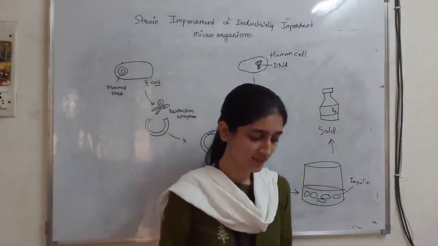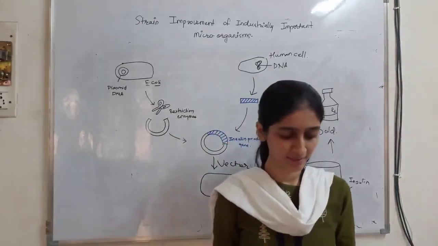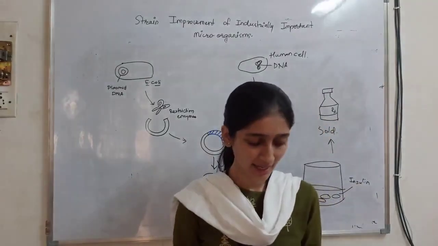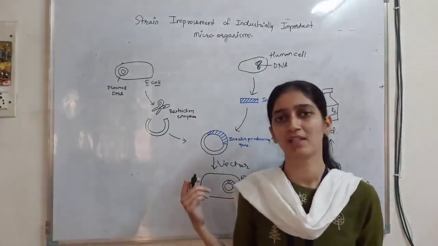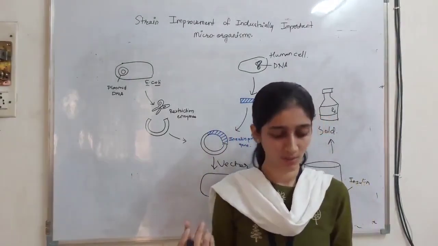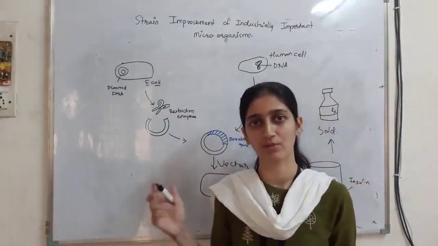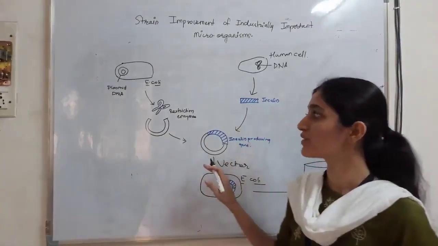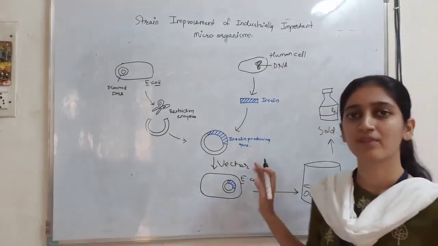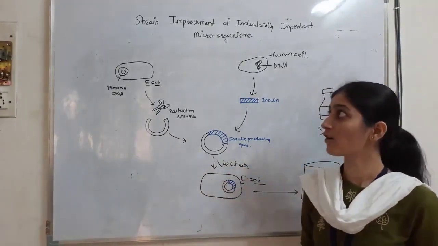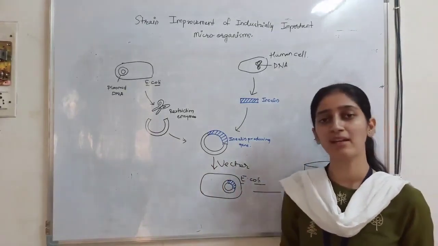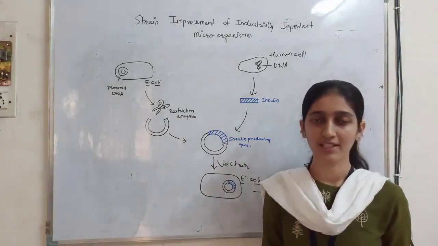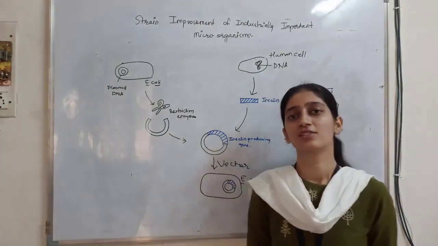Disadvantages are the foreign DNA may be unstable and it might get eliminated by the restriction enzymes present in the bacterial cell, and there are no cloning vectors specifically available for industrially important microorganisms. So these are two disadvantages of genetic engineering. So we have covered strain improvement by mutation, genetic recombination, and by genetic engineering.